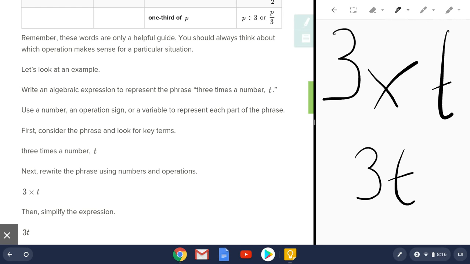Remember, when it comes to multiplication, if two numbers or two variables are right next to each other, we know that that is multiplication, right? There's an implied times symbol right there.